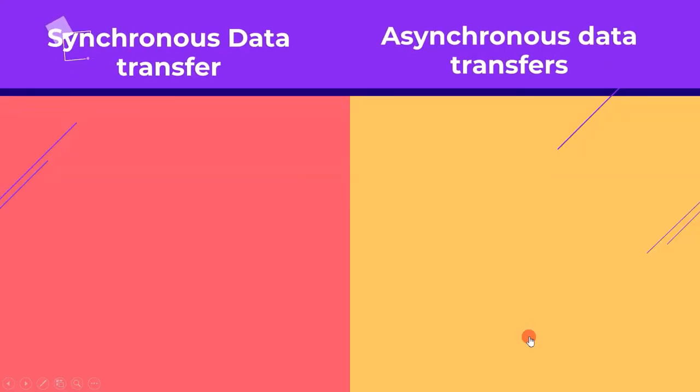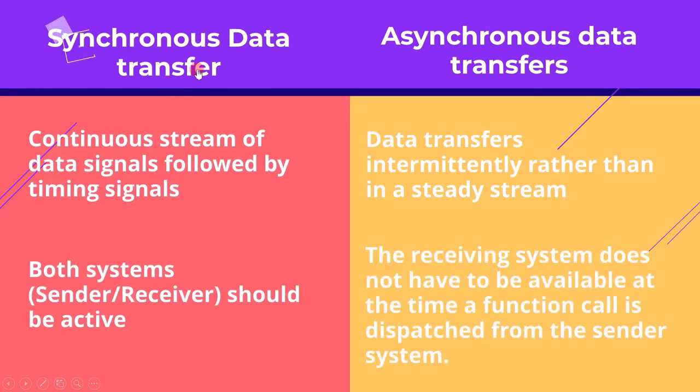At the end, let's see the difference between synchronous data transfer and asynchronous data transfer. In synchronous data transfer, there is a continuous stream of data signals followed by timing signals. In asynchronous data transfer, data is sent intermittently rather than in a steady stream. For synchronous data transfer, both systems, sender and receiver, should be active. And for asynchronous communication, the receiving system does not have to be available at the time a function call is dispatched from the sender system. With this, the lecture ends.